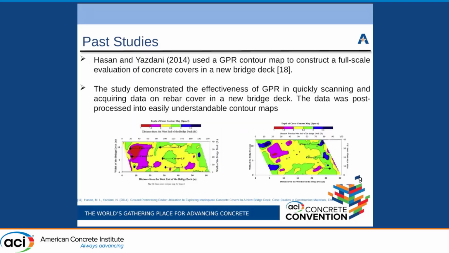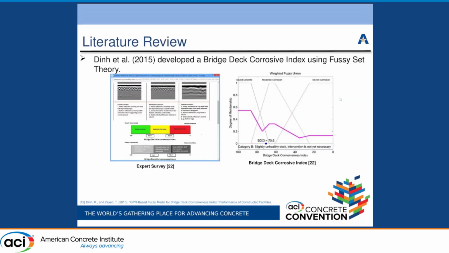Because from the previous slides, you can see contour maps. Most of these non-destructive evaluations are presented as contour maps, and each of them is evaluating a different thing. For example, GPR evaluates corrosion, while impact echo evaluates delamination. So there have been advancements and studies carried out to try to interpret these results in a better way, in a way that is understandable.